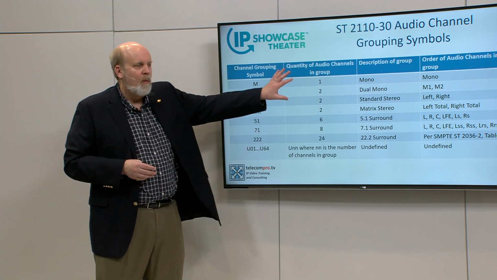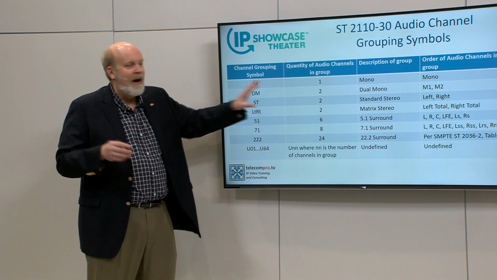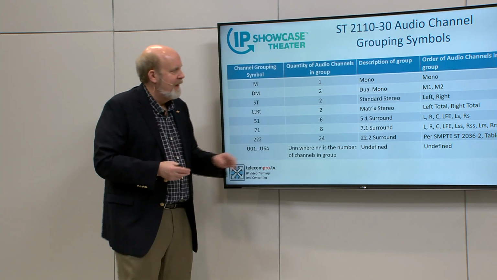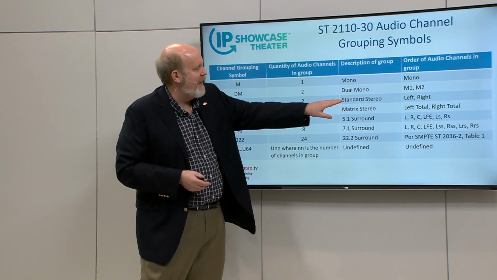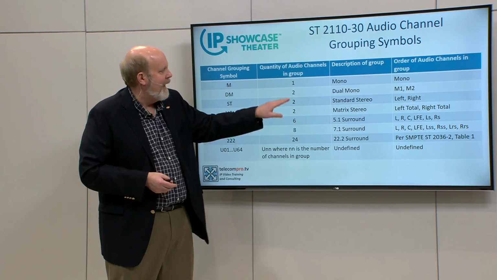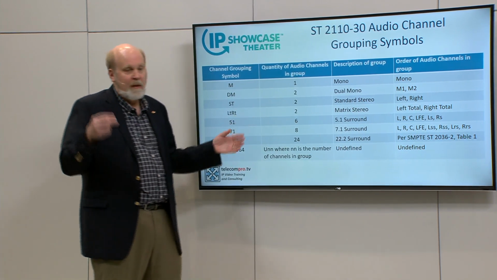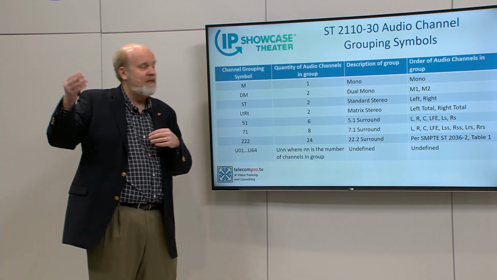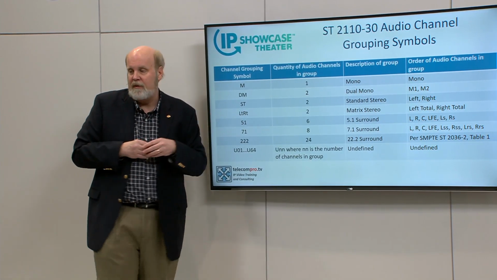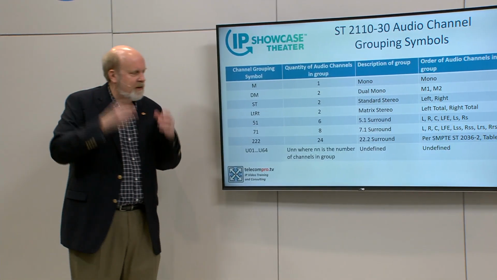With this information, now I could, in one stream, send a 5.1 surround, and I could send a standard stereo with that. That would be my 8 channels of audio that would still fit in one stream, but I would use these groupings to keep my stereo separate from my 5.1 surround. Just logically thinking about that.